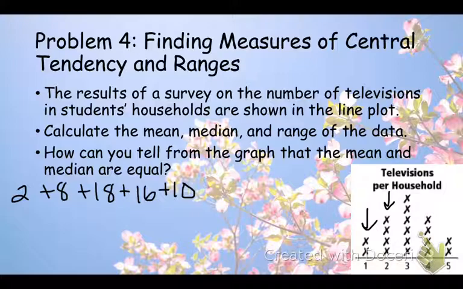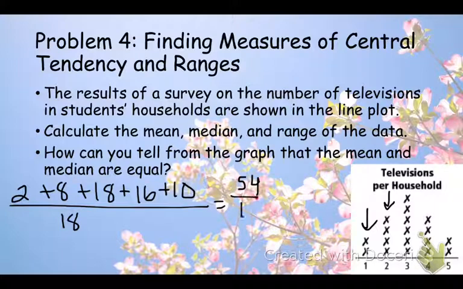But to calculate the number of numbers, because what I have here does not represent how many values I have, I'm going to come back over to my line plot and count the x's. When I count the x's, I see that there are 18 data points here, so I'm going to go ahead and calculate the mean with that. And it ends up being 54 over 18 or 3.